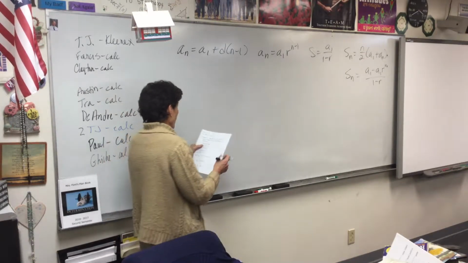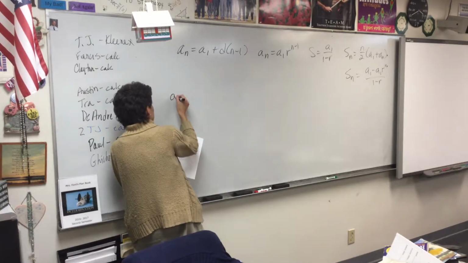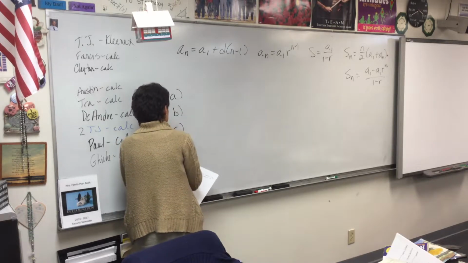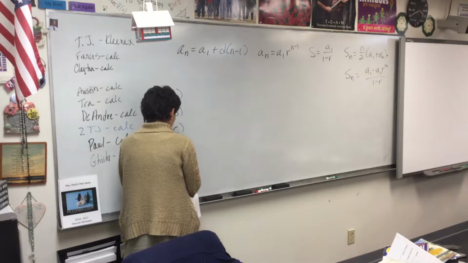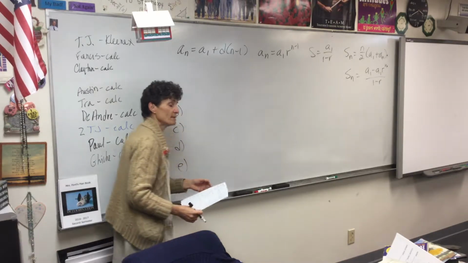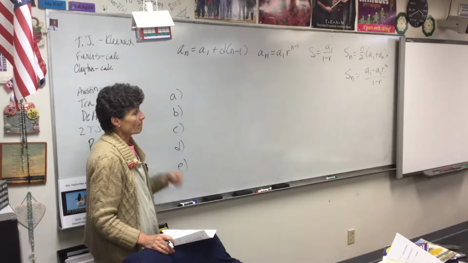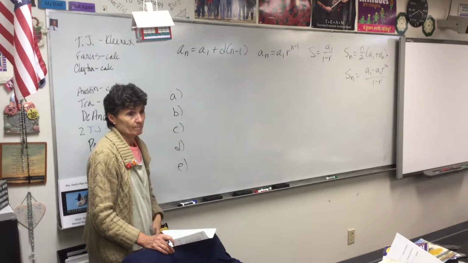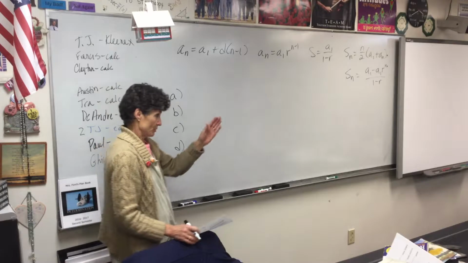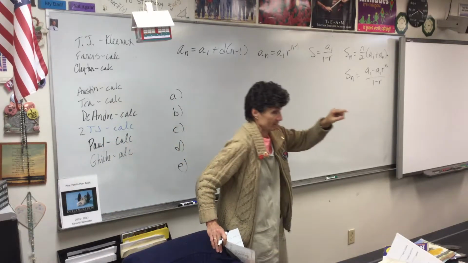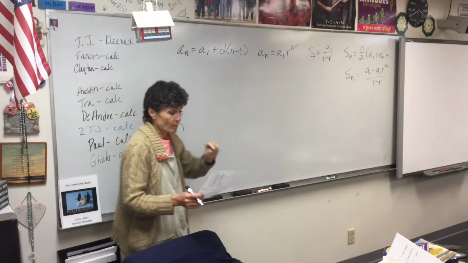All right, so number one, you're going to tell me if these are arithmetic, geometric, or neither. And then you're going to tell me if it's arithmetic, what the common difference is, and if it's geometric, what the common ratio is. So remember what it means to be arithmetic. Adding term to term, not just adding, but adding the same thing. Right? So here we go.